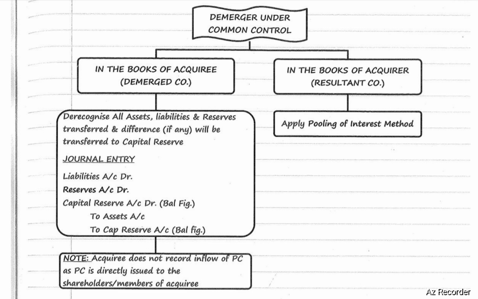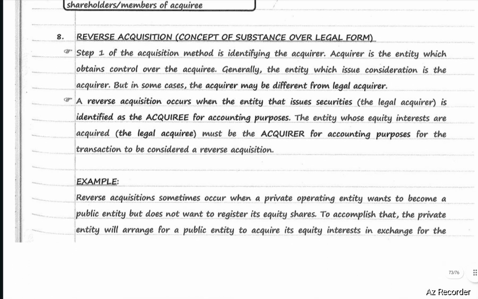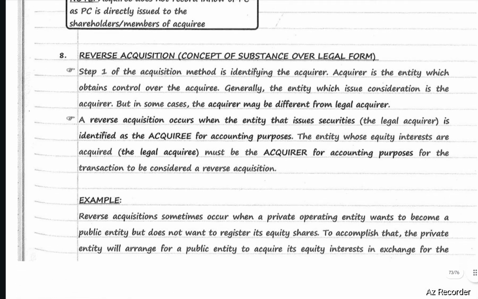Acquiree does not record inflow of purchase consideration, as purchase consideration is directly issued to shareholders or members of the acquiree. In case of common control, purchase consideration is not recognized, and there will be no goodwill also. In the books of acquirer, that is resulting company, apply pooling of interest method in case of demerger under common control. Next, reverse acquisition, concept of substance over legal form.